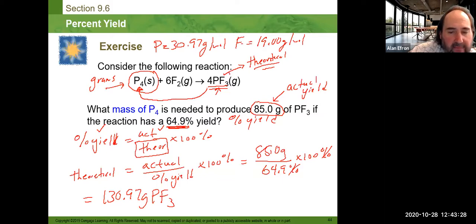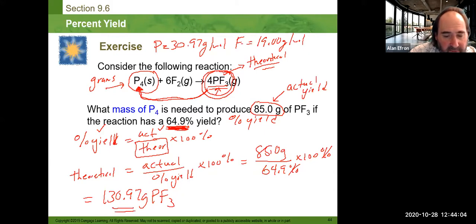Now that we have our theoretical yield, we know that this is the maximum amount of yield that we should get. We can use that number to work our way backwards to figure out how much we should put in. Even though in theory it's not going to give us 100%, we need that starting amount to yield about 64% of our product in this reaction. So at this point, it's a basic stoichiometry problem going backwards from PF3 to P4. We're going to do the same steps, and we already have a balanced equation.